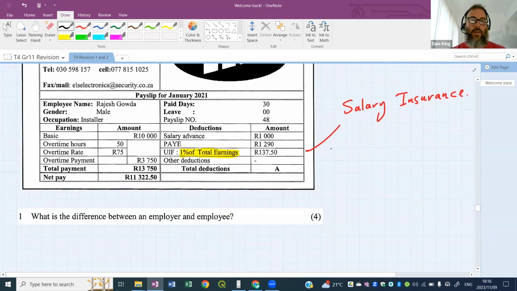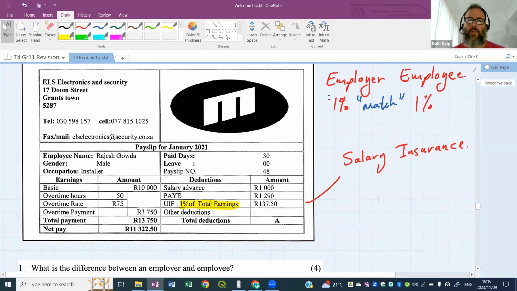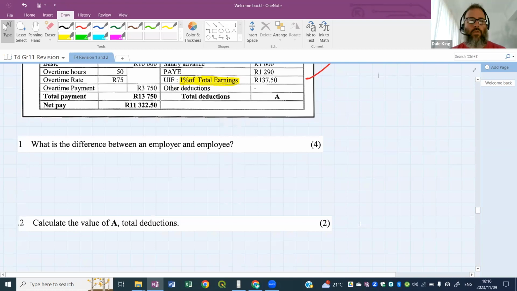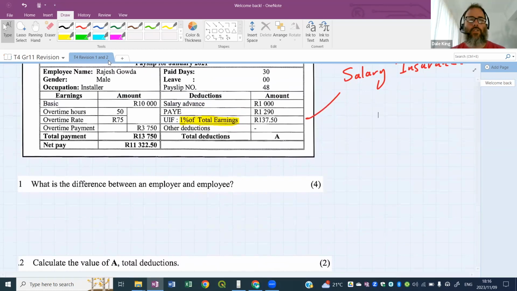Funny enough, in this exam, this is a provincial paper, or I think it's a national paper, they gave 4 marks for this, so 2 marks for each point that you make. The employer is the one that has the job and employs the employee to work for him in that job. As long as your sentence makes sense, you'll get all 4 marks for that. Easy money. All right. Let's go on to number 2 here. Number 2 says calculate the value of A, the total deductions.